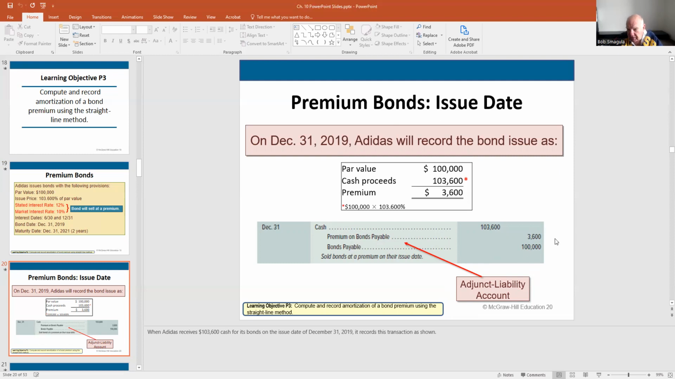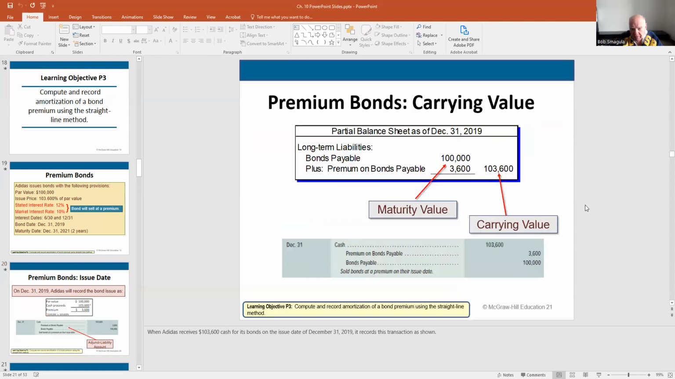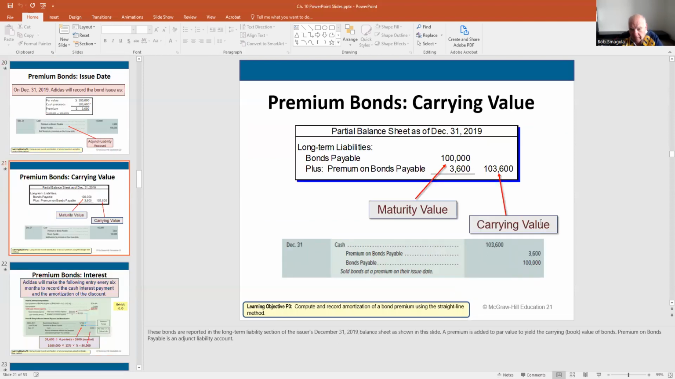What's going to change is the carrying value of the bond, the net book value. Here's what your bond is going to look like on the balance sheet. You're going to have the $100,000. That's never going to change. That's always going to be there. Plus the premium of $3,600 means the carrying value of this bond is $103,600. We have to change that $3,600 worth of premium into interest expense.